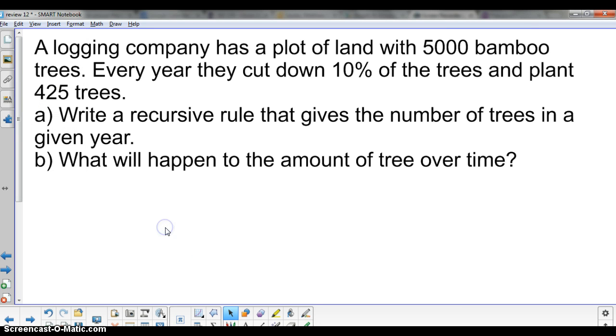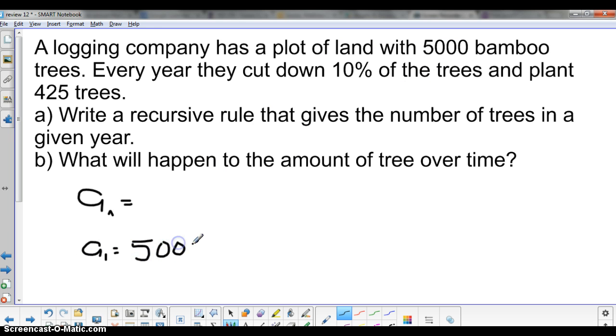All right, I'm going to take a look at number 1 first. This is a recursive pattern. So since we just did recursive, let's start here. Write a recursive rule. So a sub n is equal to, that gives the number of trees in a given year. So they have 5,000. That's going to be your a sub 1.